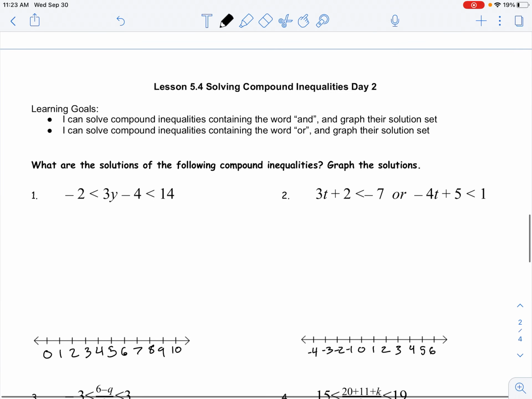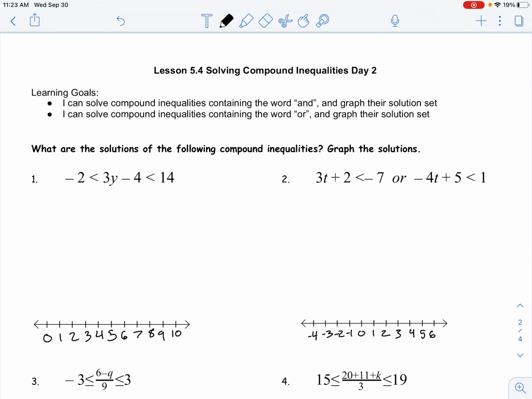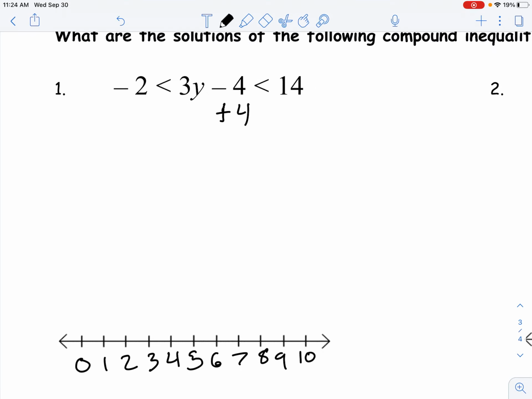Okay, now we're going to look at 5.4 day 2. 5.4 day 2 is the exact same. It's just going to give us a little bit more of some tricky questions. So, starting here with number 1, if I add 4 to both sides, oh, I'm going to zoom in actually. If I add 4 to all 3 sides, I should say. Okay, so now we've got -2 plus 4. That would be a +2, keeping my sign the same.